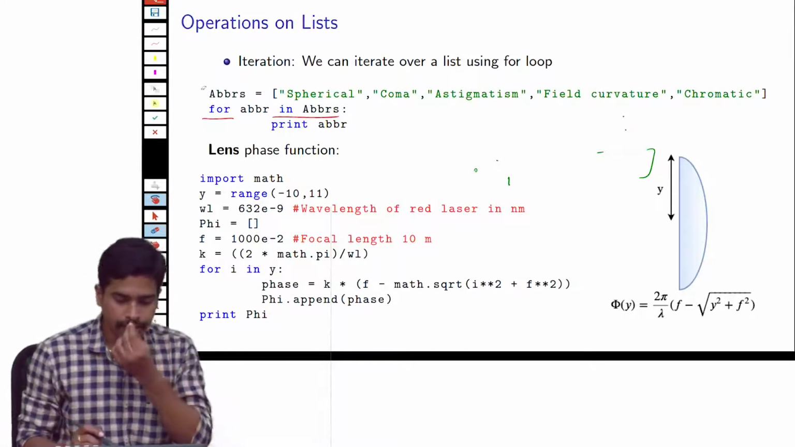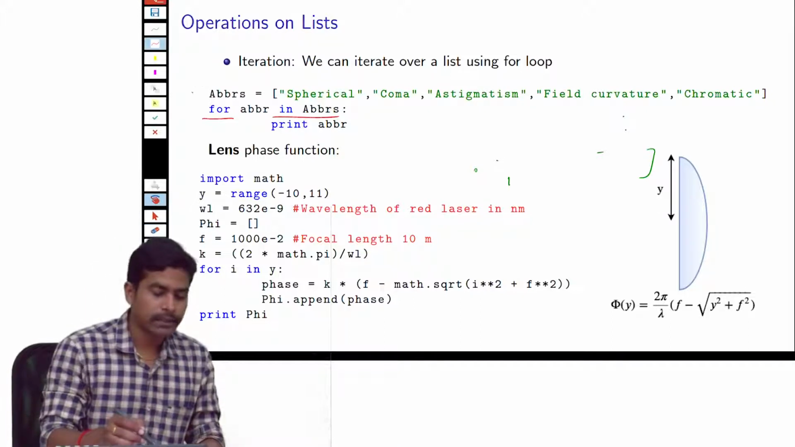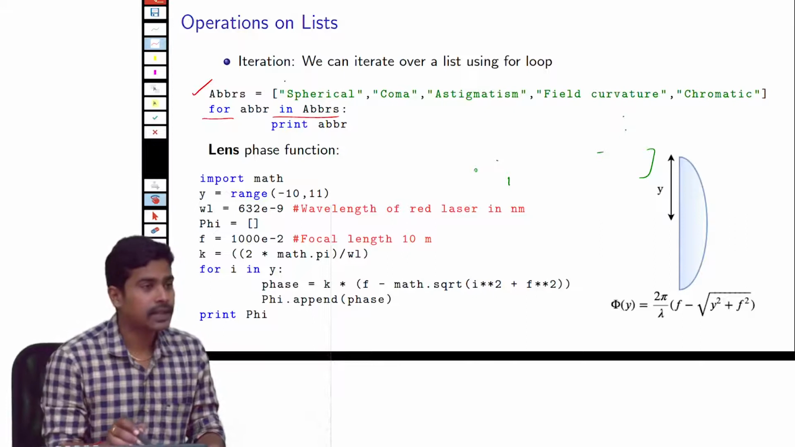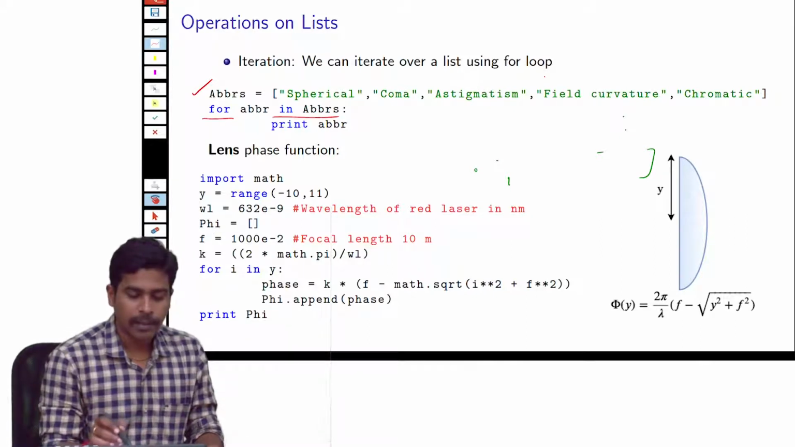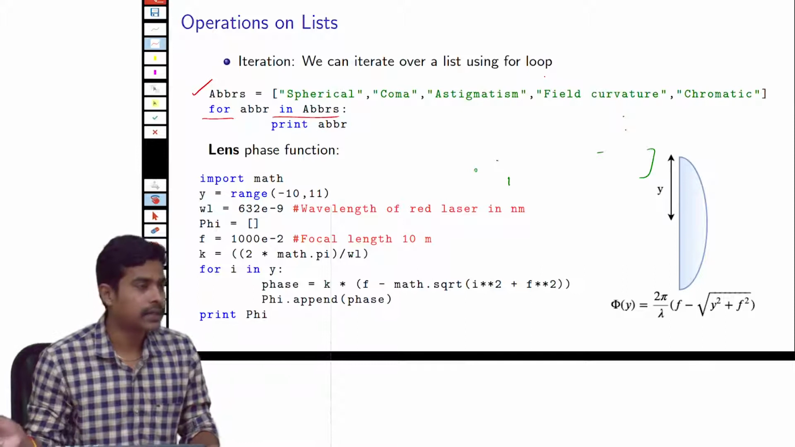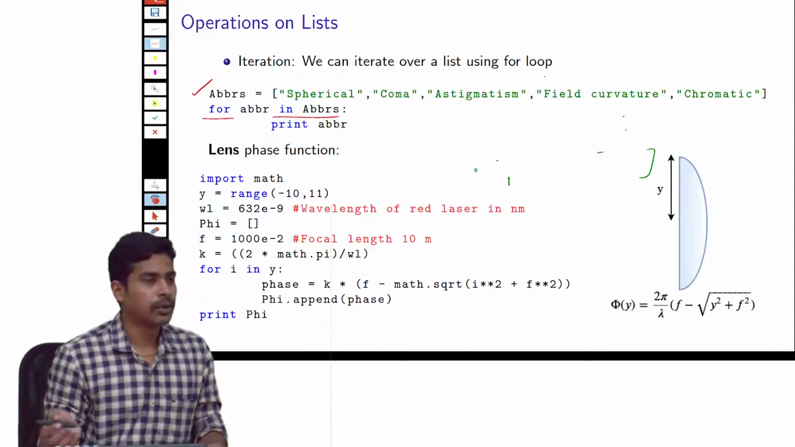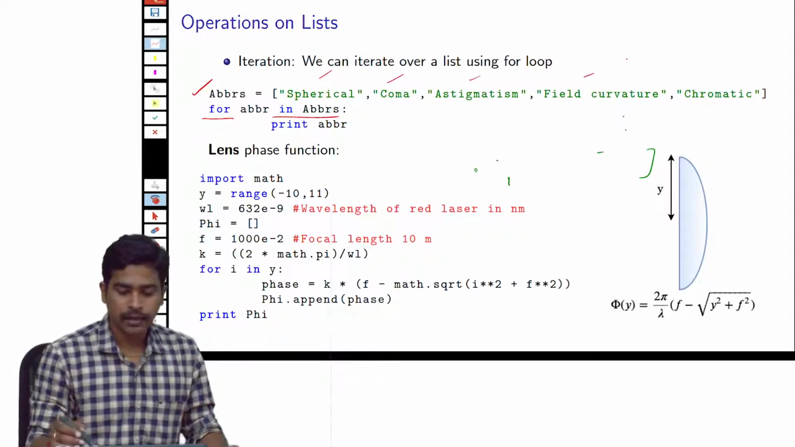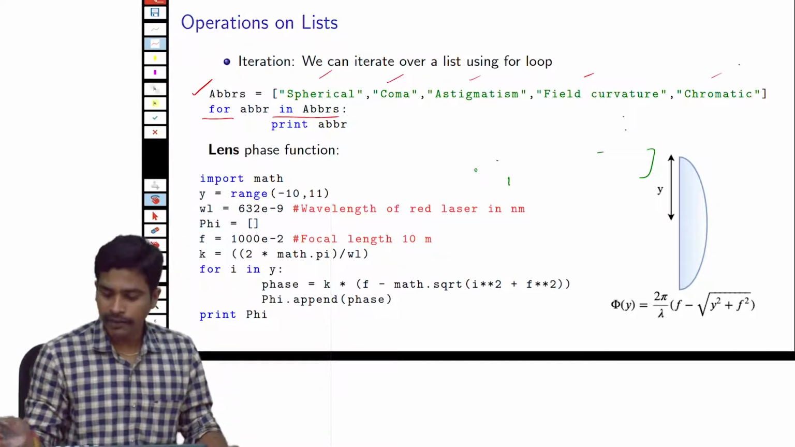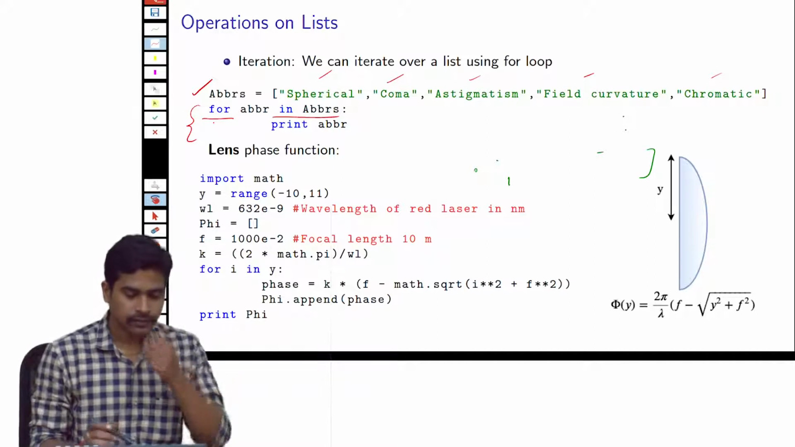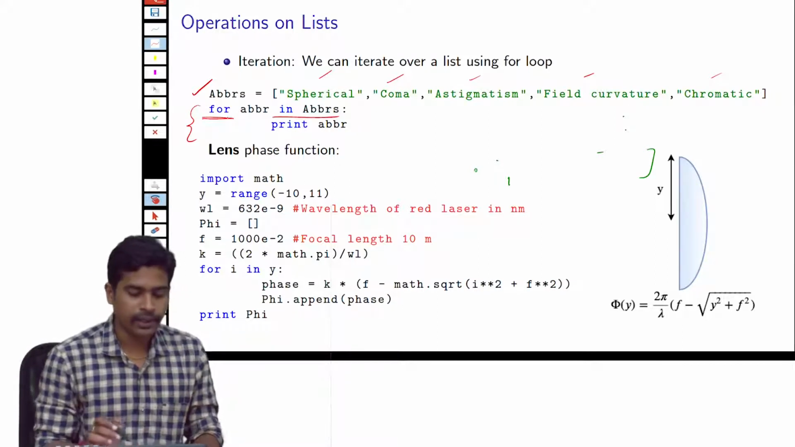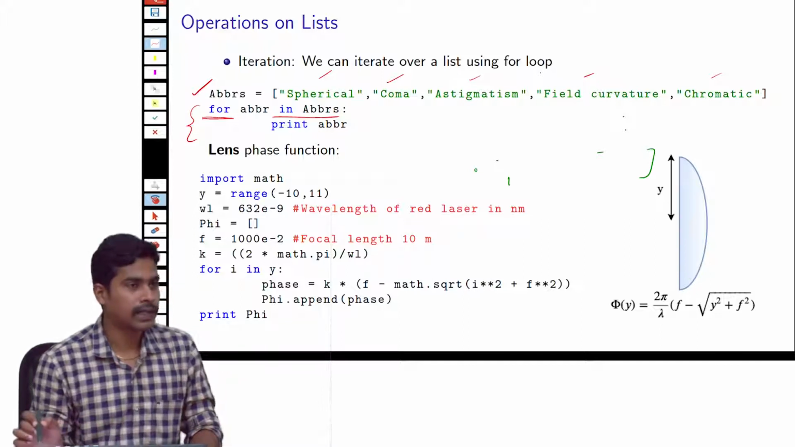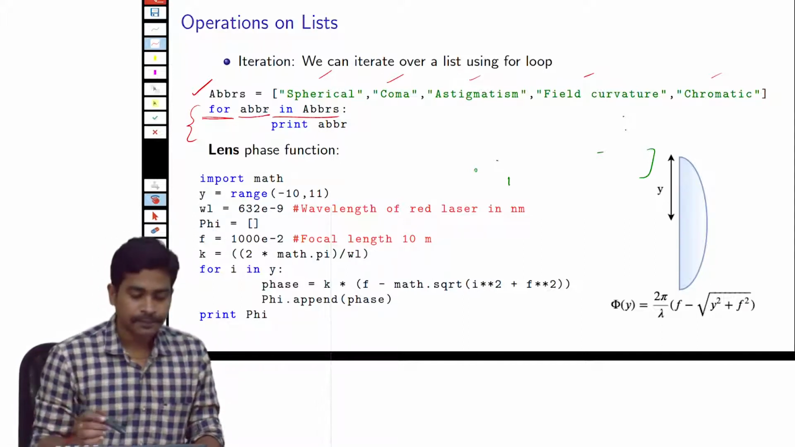So to show that, this is a simple example. ABBR is a list, and the members of the list are different types of aberrations. You know there are 5 major types of aberrations, which are spherical, coma, astigmatism, field curvature, and chromatic. So in this simple script, I am using a for loop to print all these different kinds of aberrations one after another.